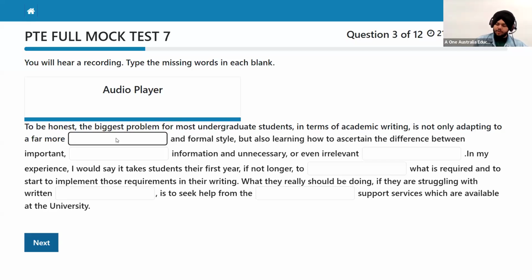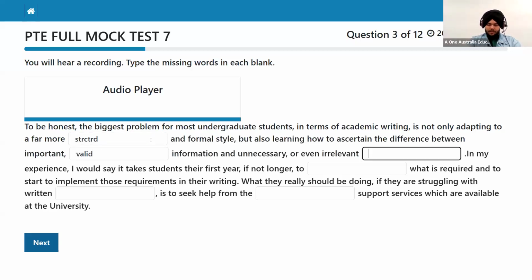Third thing is when I am doing this task, let's say once my first blank was done, instead of reading the whole thing with the speaker, I jump to the next one. So let's say once the fourth blank was done, which was appreciate, I'll just quickly jump here. If they are struggling with the written dash, then I'll know that my blank is coming up. So what I wrote is structured, then valid, then material, then appreciate, then assignments, and then excellent.